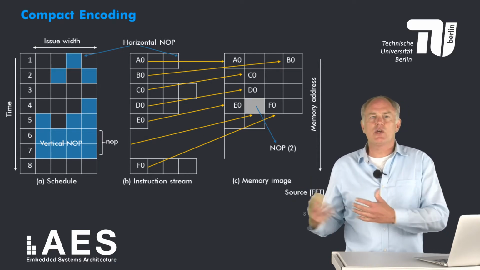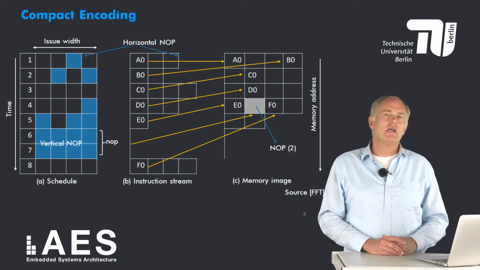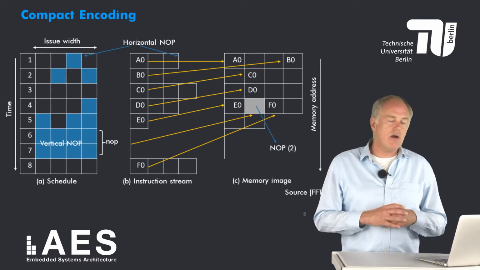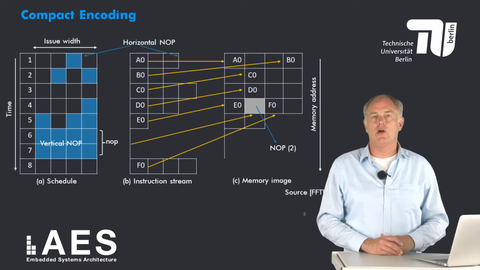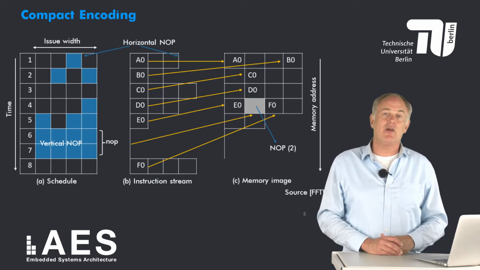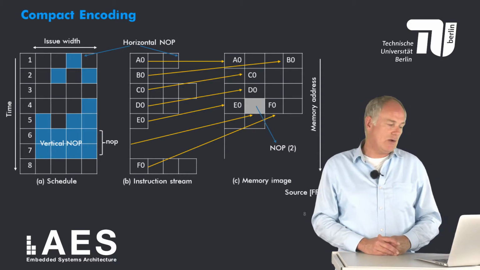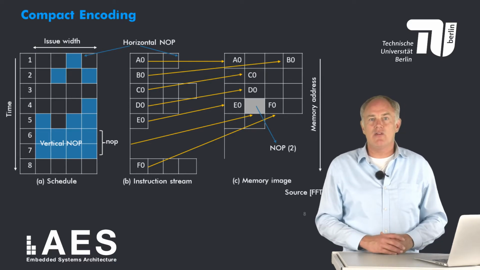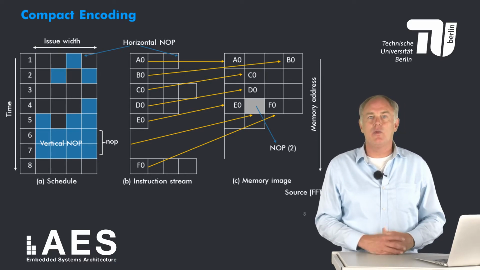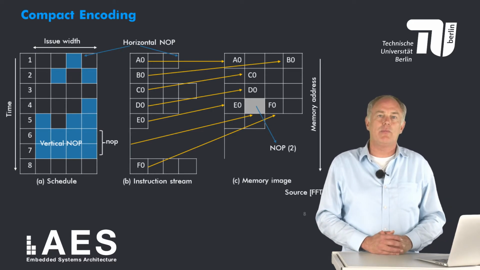Figure C shows the corresponding memory image for this instruction stream. Cycles 6 and 7 are complete no op cycles, and thus are replaced by a vertical no op instruction, represented by the gray box in figure C between operation E0 and operation F0. Instruction boundaries are still portrayed in the memory image, although they are of course encoded within the constituent instructions and operations.